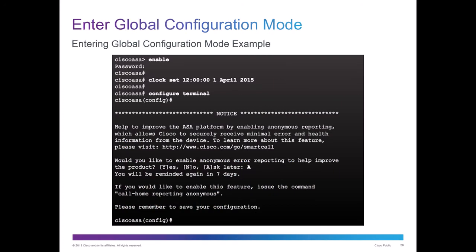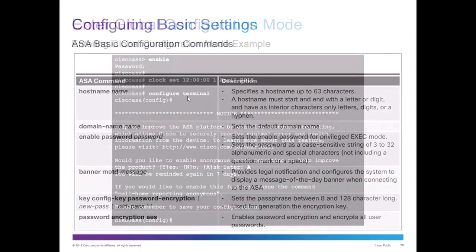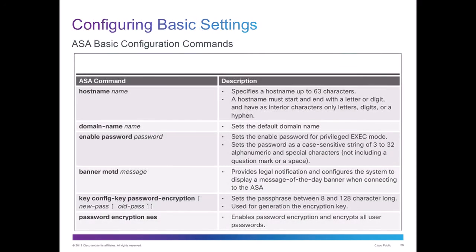All right, so let's take a look at the configuration of the ASA itself. You type enable, just like the old router, and type in your password. You can set the clock by typing clock set, and you type in whatever the time and the date. You can go by typing config T to get into the config mode. All right, so here are the basic configuration commands.